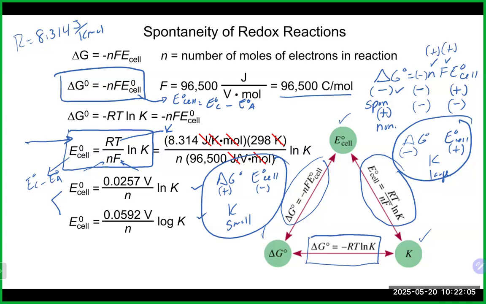People forget to put the negative, or put a negative when there shouldn't be. So you just got to be really careful with the negatives as you're going through it. Speaking of negatives, this one here does not have a negative, which is also a very common error. People want to always put a negative in front of the RT over NF in this particular equation. Any questions on that there?